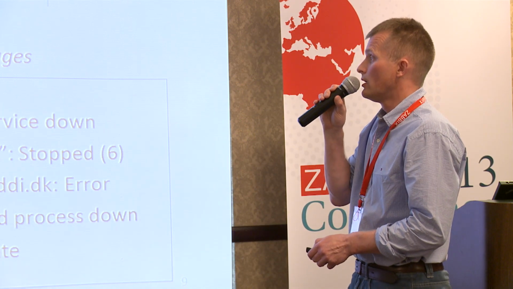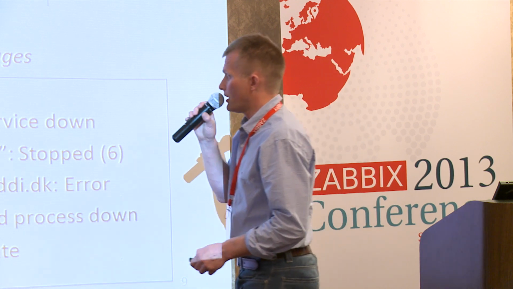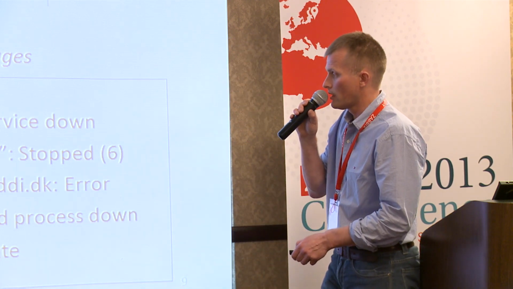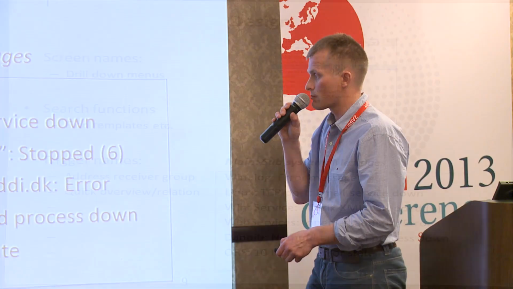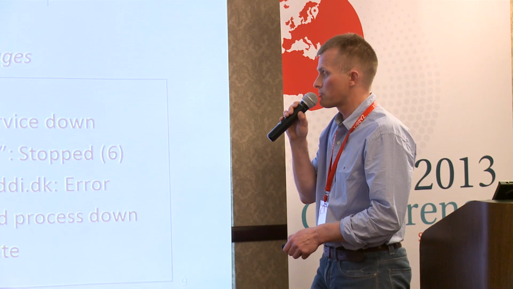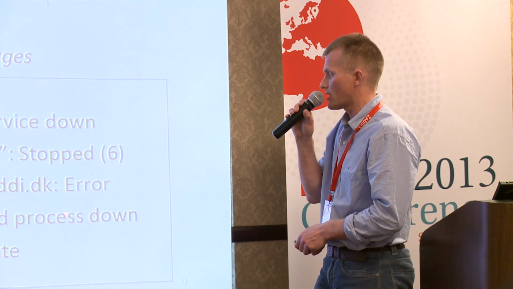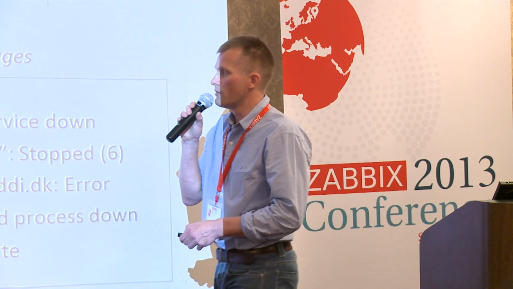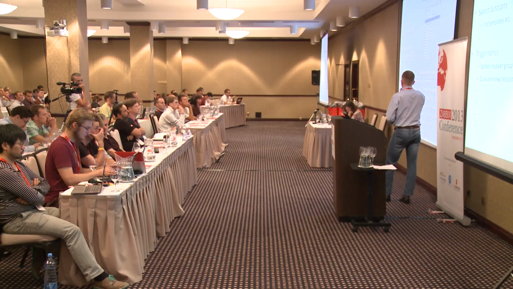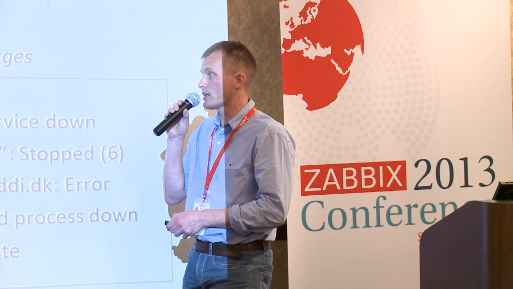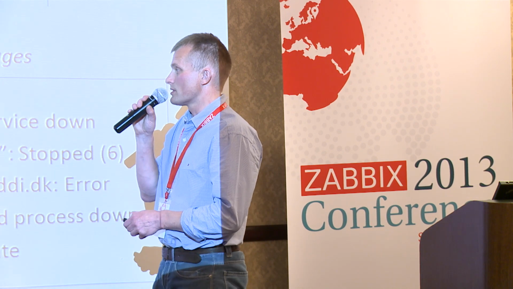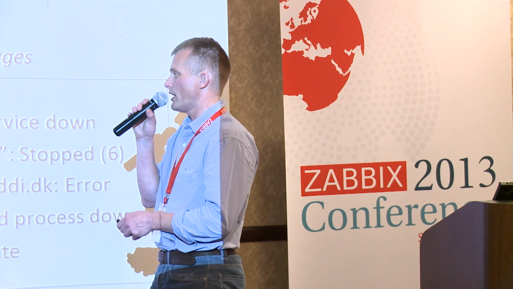Trigger names. Here again, I make a main system and a subsystem name. So in this way, you can see already at the address: oh, this main system has a problem, this subsystem, and here's a process down. We have a division in our infrastructure group, Windows people and Linux people. So here we address the two groups who should take care of these triggers. And I also put a kind of subsystem name on here, actually.